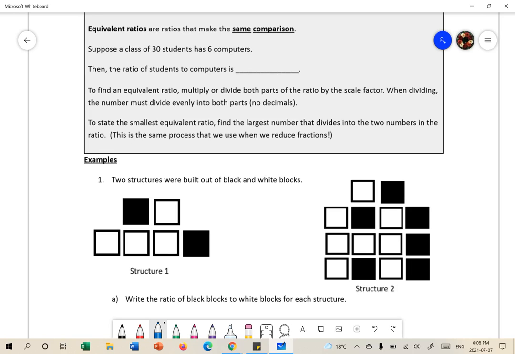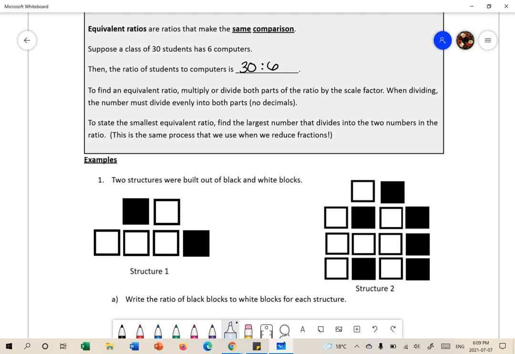Suppose a class of 30 students has 6 computers. Then the ratio of students to computers is 30 to 6. To find an equivalent ratio, multiply or divide both parts of the ratio by the scale factor. When dividing, the number must divide evenly into both parts, so no decimals.